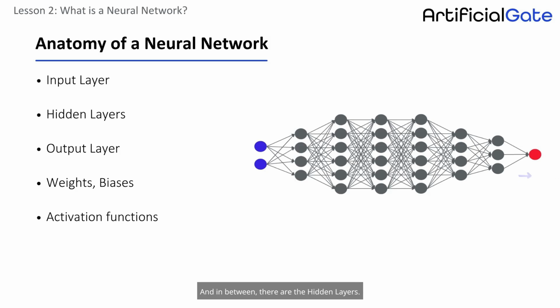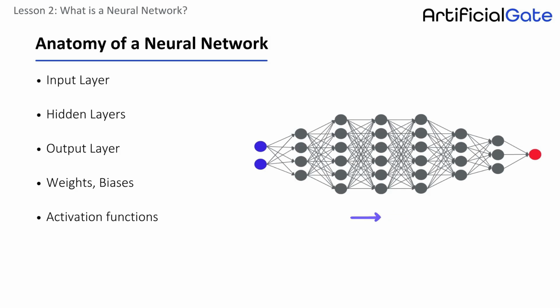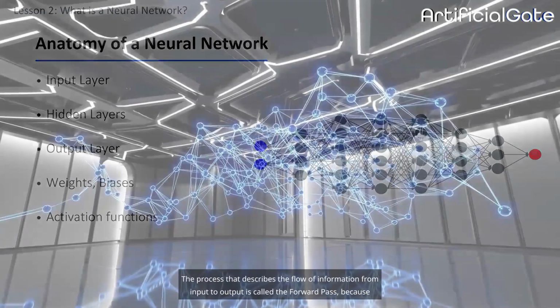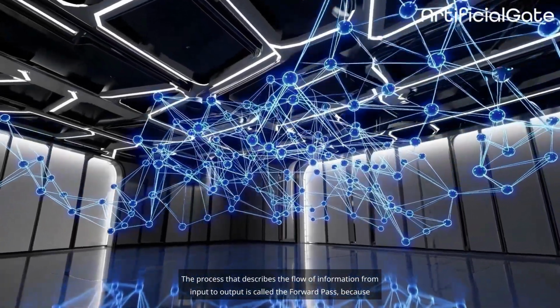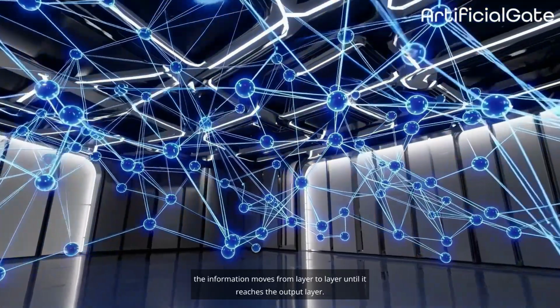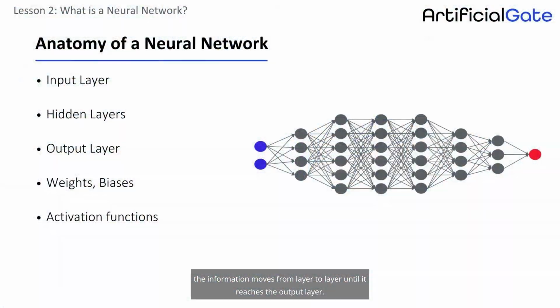And in between, there are the hidden layers. This is where internal processing takes place, and the network learns hidden patterns. Every connection between a neuron and the next layer has a weight, and each neuron also includes a bias. These are the values the network will learn during the training process. The process that describes the flow of information from input to output is called the forward pass, because the information moves from layer to layer until it reaches the output layer.